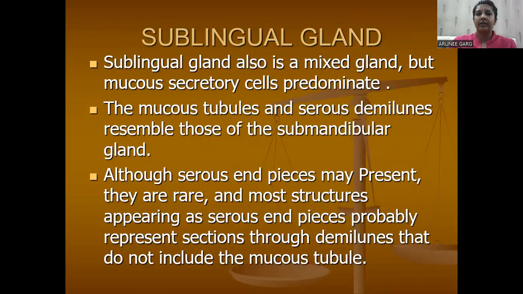The sublingual gland. Now, the sublingual gland is also a mixed gland, but the mucous secretory cells predominate. The mucous tubules and serous demilunes resemble those of the submandibular gland. Although serous end pieces may be present, they are rare, and most structures appearing as serous end pieces probably represent sections through demilunes that do not include the mucous tubule.